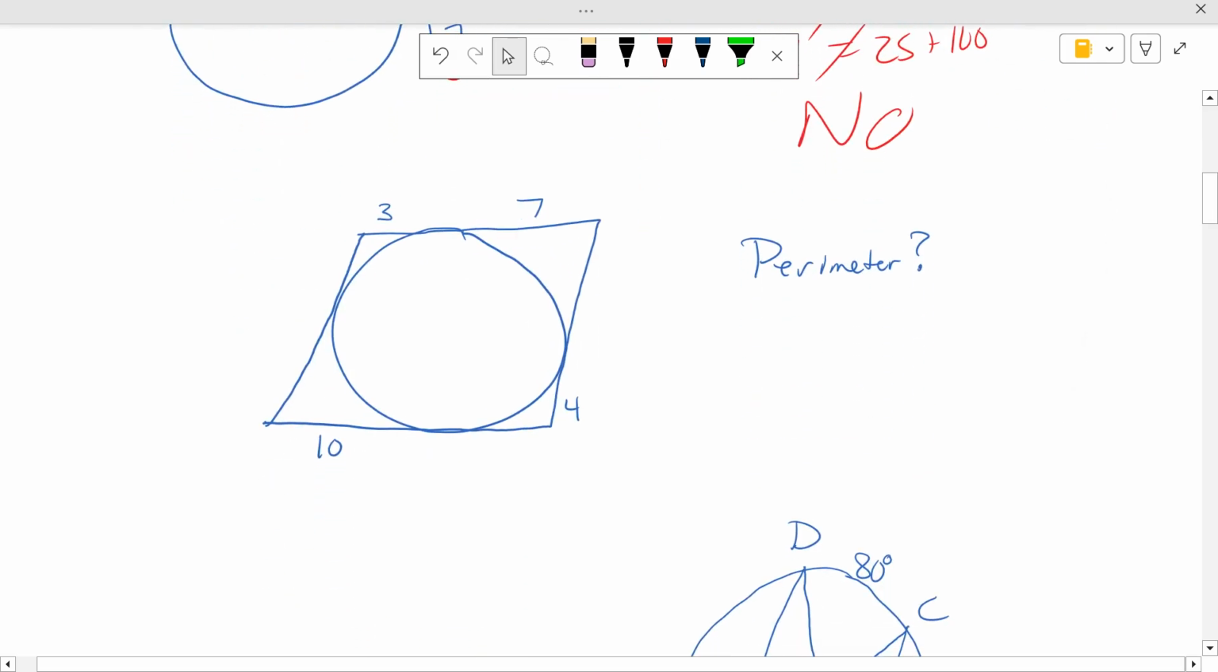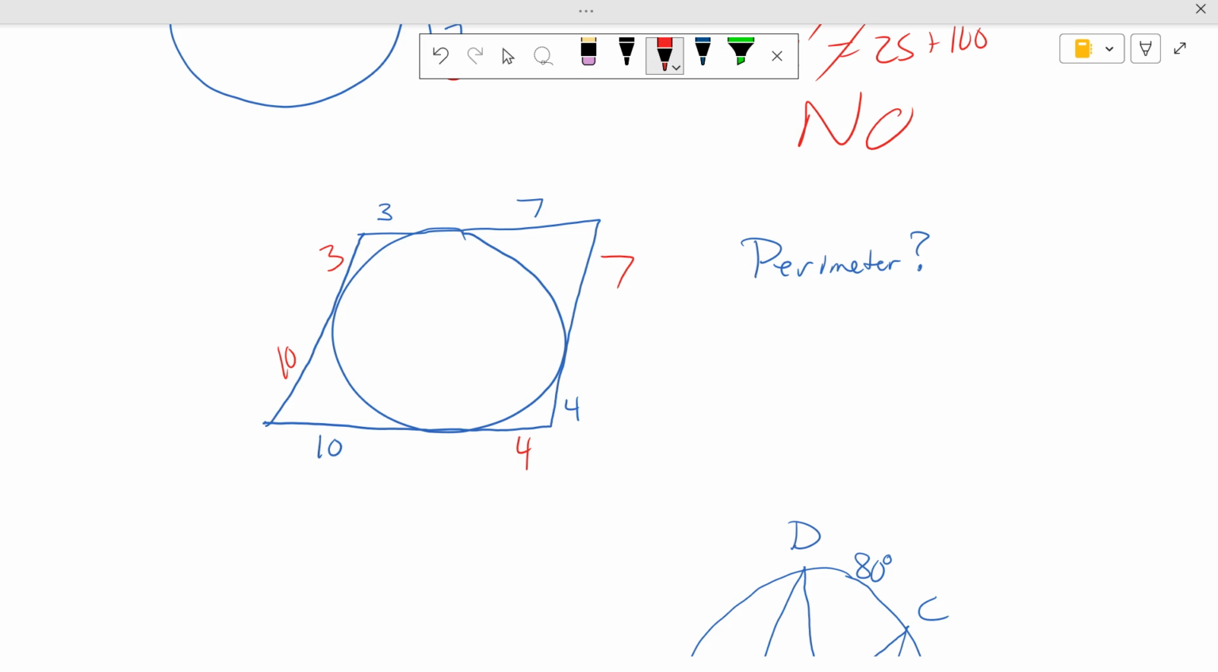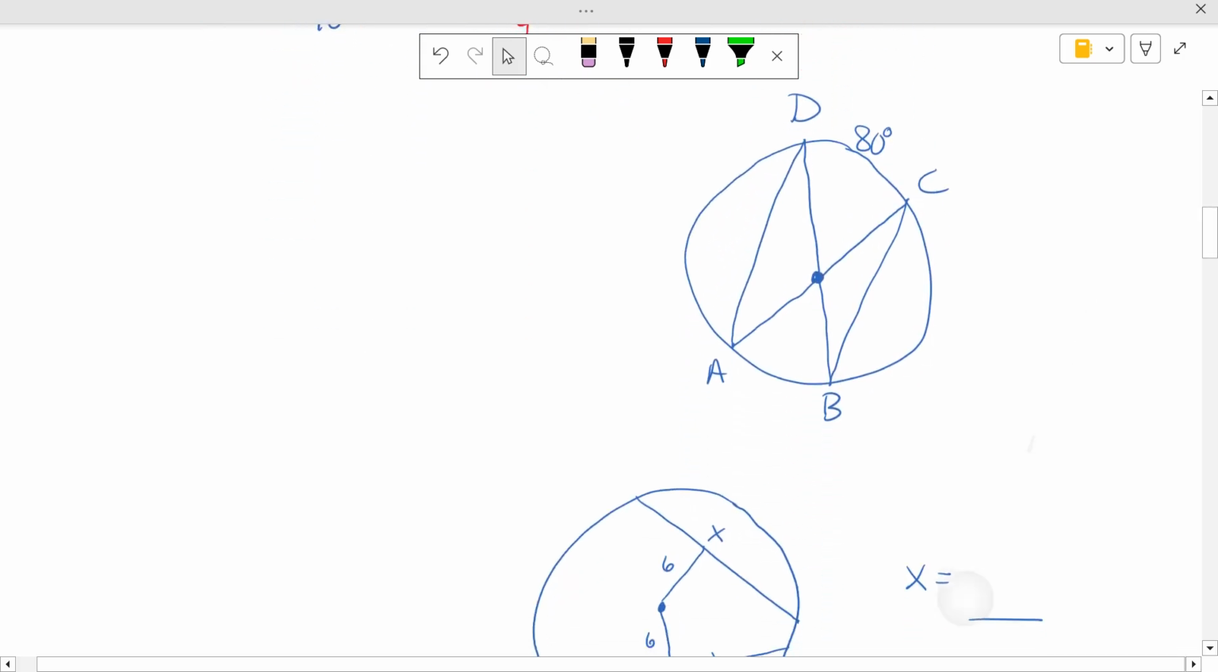Perimeter. How do we find the perimeter? What is missing? Well, there's a 7 missing there, a 4 missing there, a 10 missing there, and a 3 missing there. Then once you add them up, what do you get? 48. The perimeter is 48. Okay.